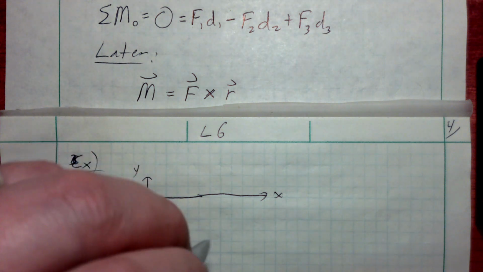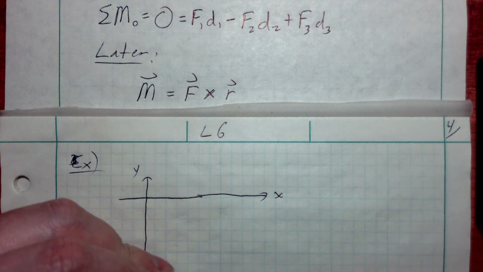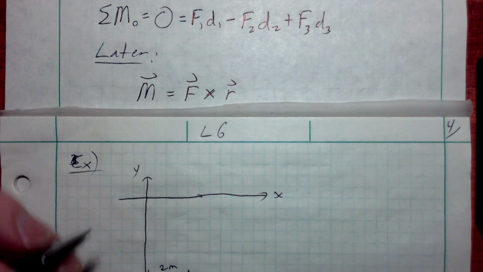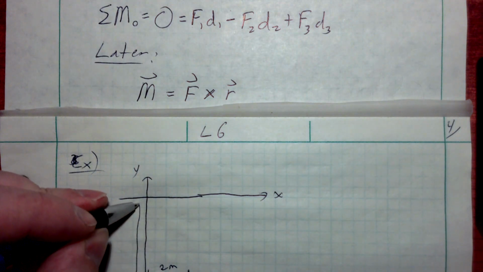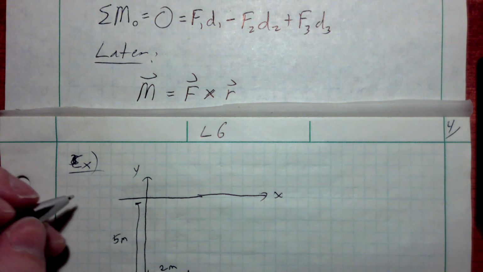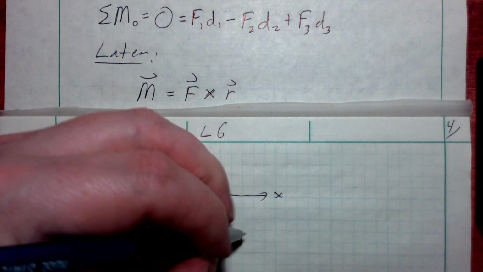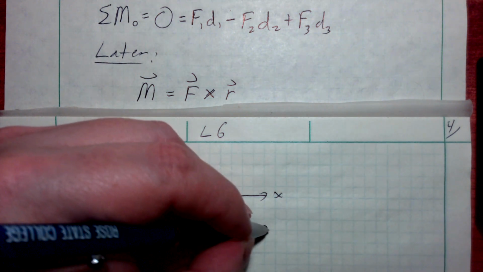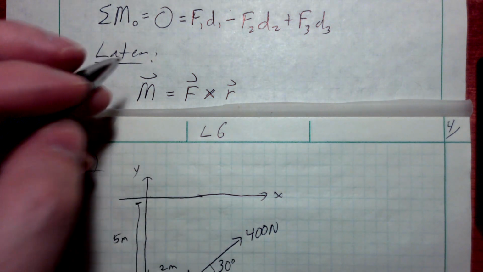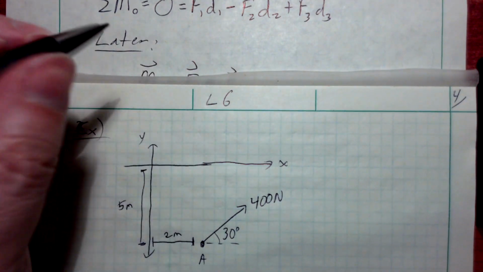And we'll say that we've got a force down here at, we'll say, point A, and point A is 2 meters in the positive x direction and 5 meters down in the negative y direction. This is point A. And point A has a force applied to it of 400 newtons, and I've drawn the angle very poorly here. It's only supposed to be 30 degrees, and I feel like I've drawn it much more so than that. I apologize, I was off the screen there.